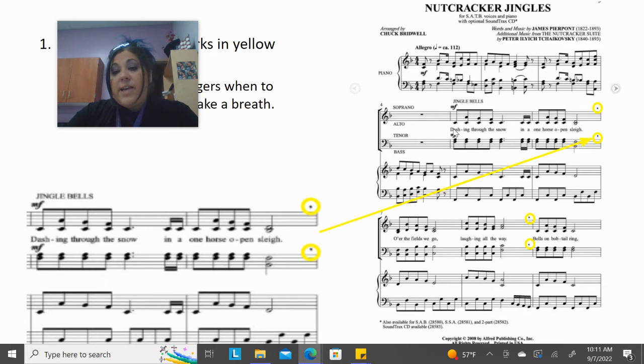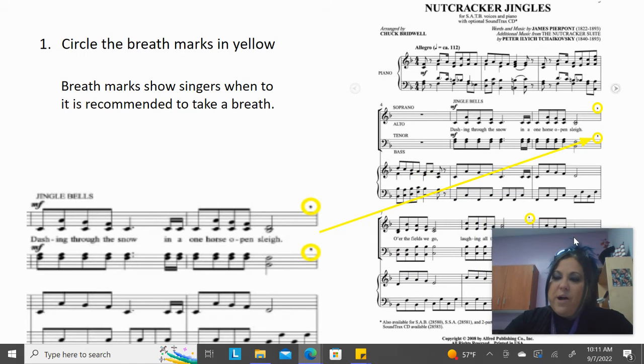So we would sing, "Dashing through the snow in a one-horse open sleigh," breath. "O'er the fields we go, laughing all the way," breath. So we're not breathing right here, "dashing through the snow," and we're not breathing right there. We're waiting till here. So those are breath marks, and you'll see them all throughout music.